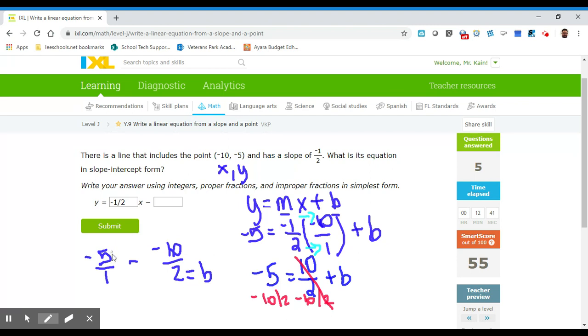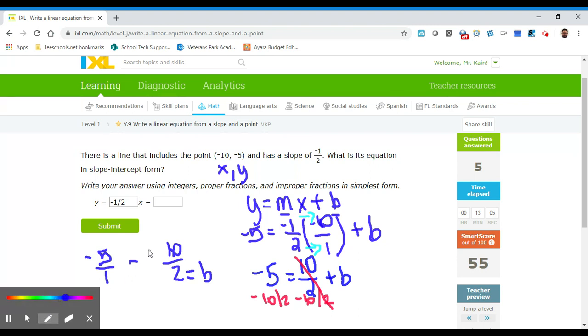Now, to subtract these things, I need common denominators. Okay? Now, wait. I did a double negative here. Hold on 1 second. Always check yourself. Check yourself before you wreck yourself. There's only one. It's -5 minus 10 over 2.